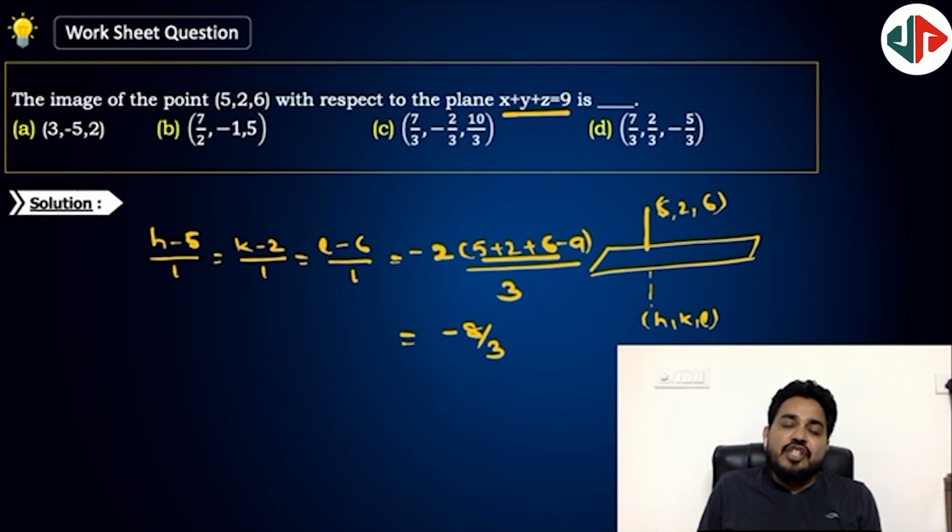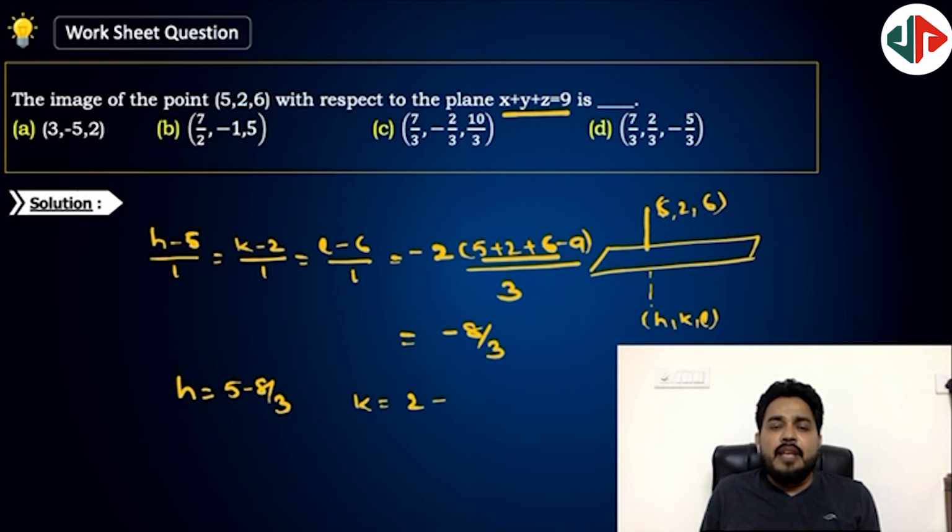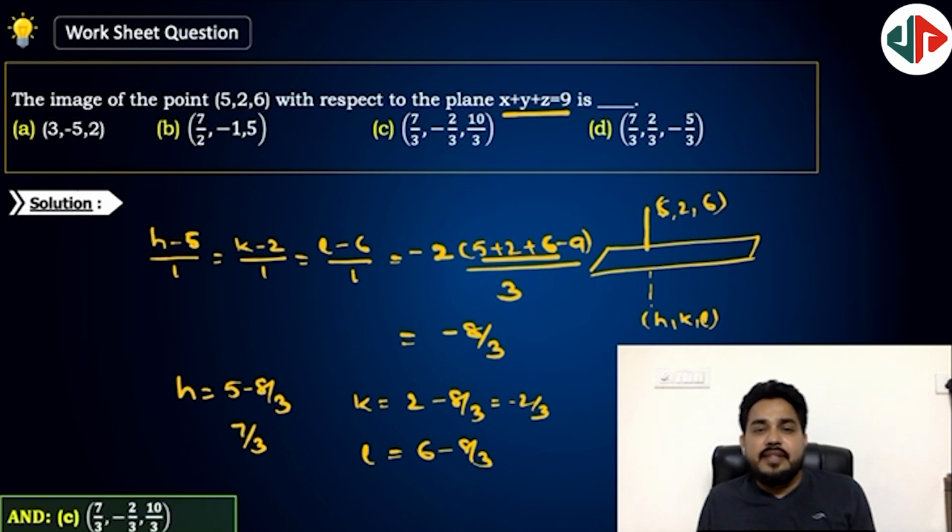So h is equal to 5 minus 8 by 3. So h is equal to 7 by 3. K is equal to 2 minus 8 by 3, so the answer will be equal to minus 2 by 3. This is 7 by 3. And l is equal to 6 minus 8 by 3, 10 by 3. So the answer is C. That option is the right one.